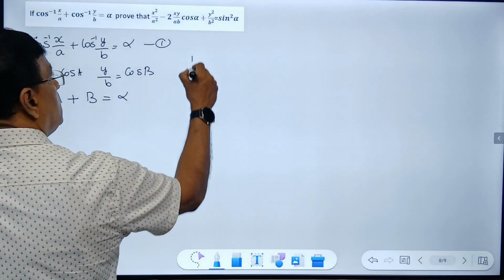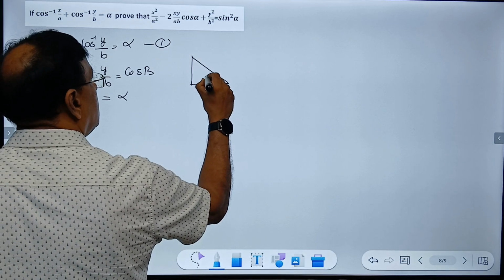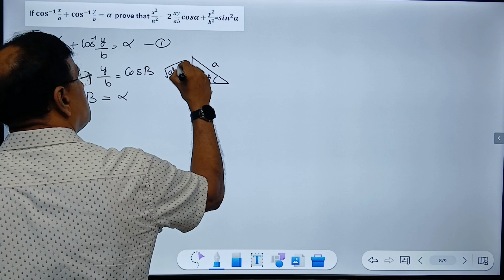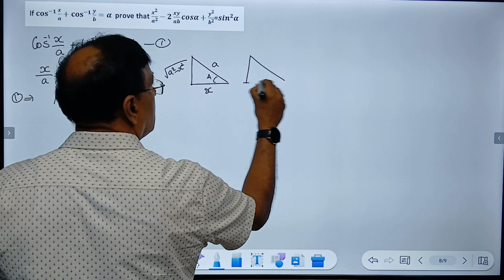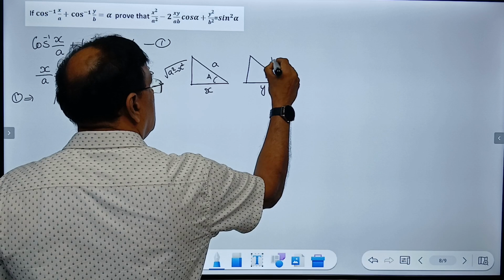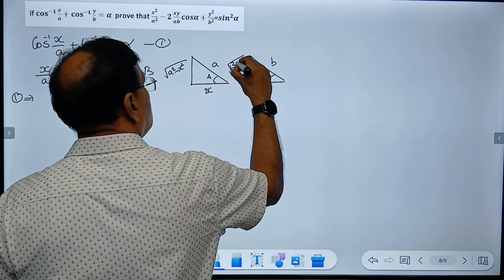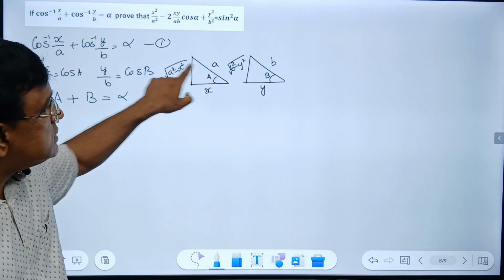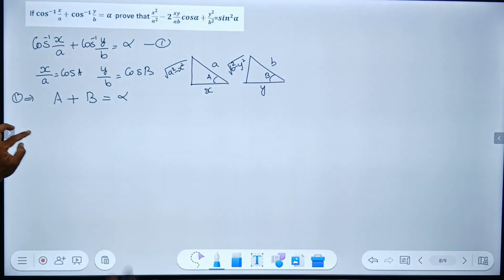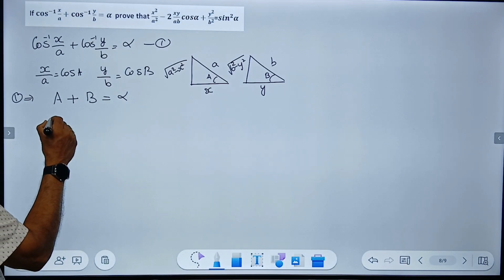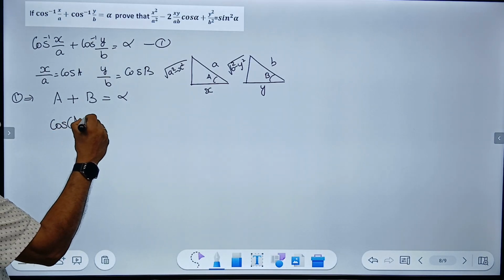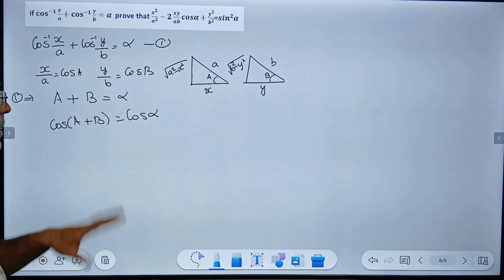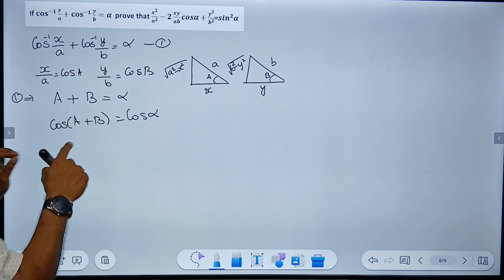Now I'll draw the triangle. What is cos A? Cos A is x by a. This will become root of a square minus x square. What is cos B? Cos B is y by b. So this will become root of b square minus y square. So if the square roots are on the same side, that is the opposite side, I have to get in terms of cos. See what I do. I take cos of A plus B on both sides. You may ask a question, why can't I take sine on both sides? Just a minute, we'll find out why I'm taking cos on both sides.